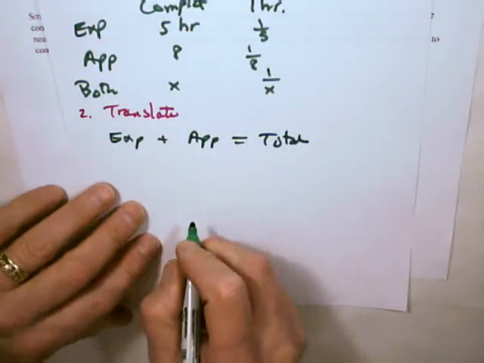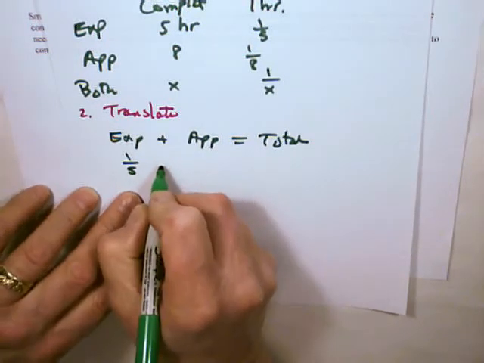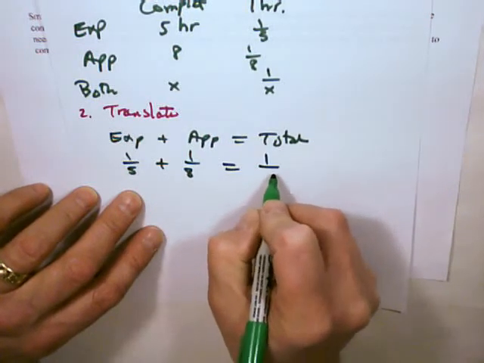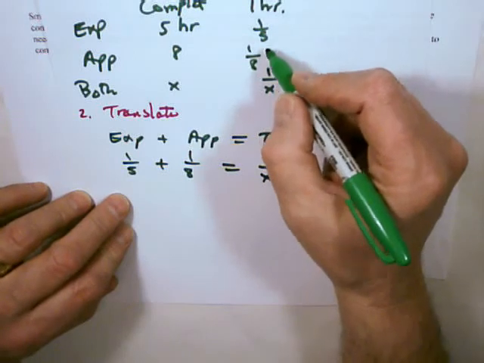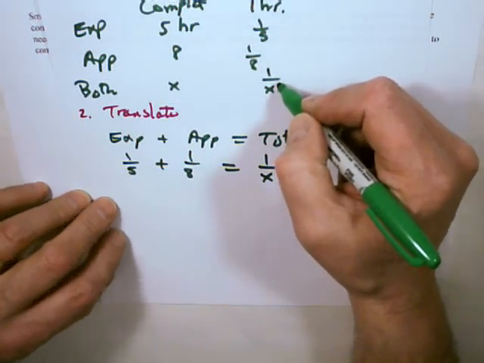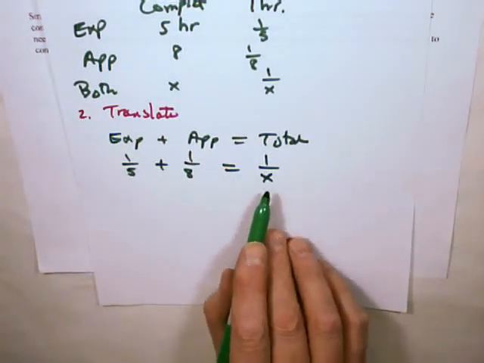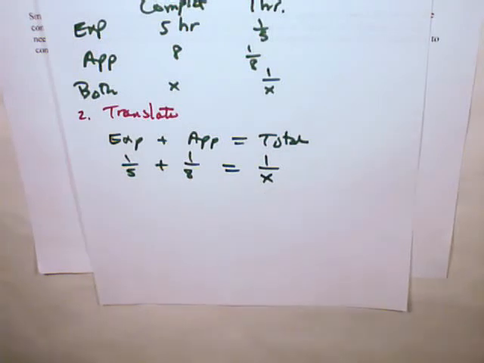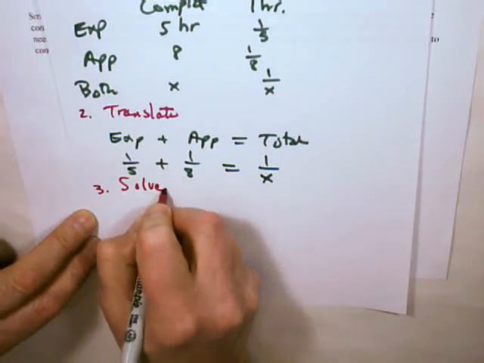So in 1 hour, 1/5 of the job is going to be done by this guy, 1/8 of the job is going to be done by this guy, and that's going to add up to this 1/x. So in other words, this 1/5 plus the 1/8 needs to be equal to the 1/x. Well, look at that. We have a rational equation right now that we need to solve. And that's the third step that we're going to work with, is we want to solve that.